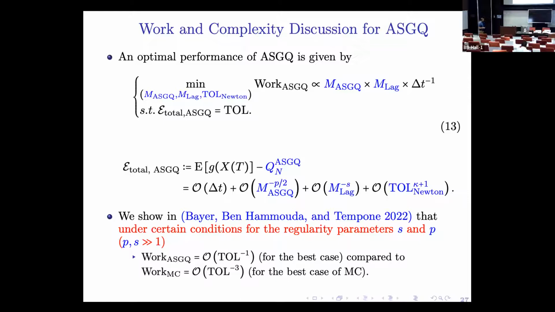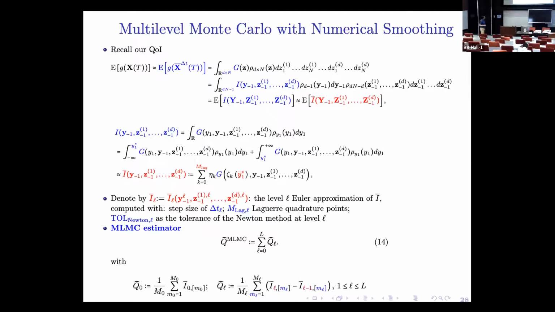So we have shown that the work of adaptive sparse grids in this optimal scenario will be of order TOL to the power -1. And you can see that this is much better than the work of Monte Carlo in its best case scenario. So if you have large regularity orders S and P, then you end up with much better complexity for adaptive sparse grids compared to Monte Carlo.